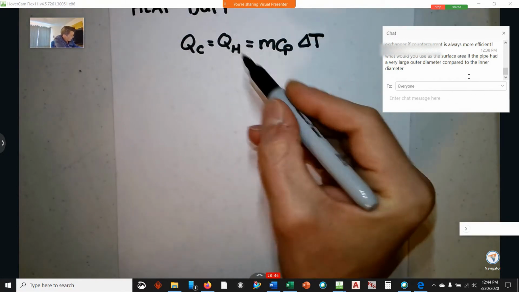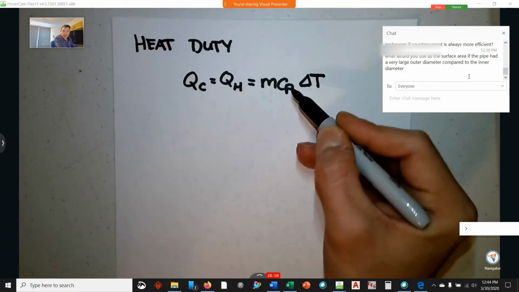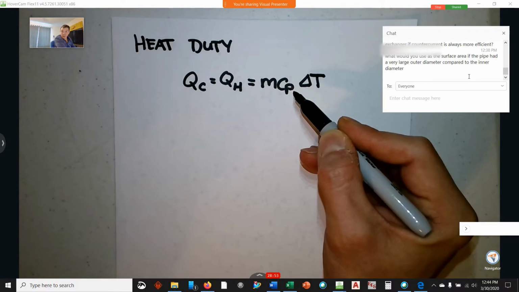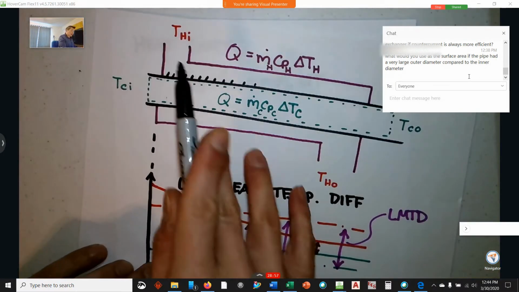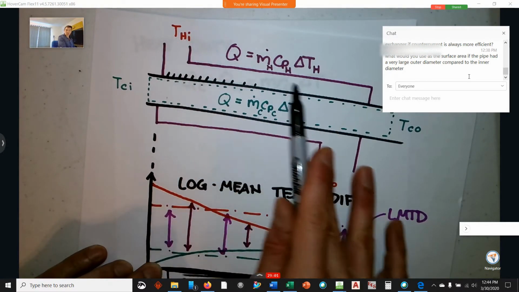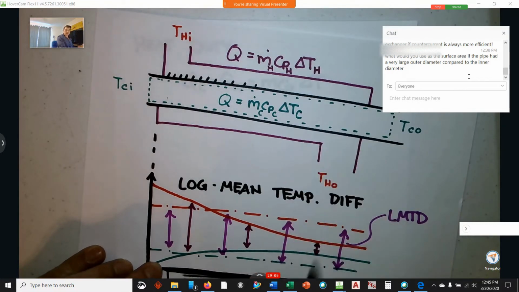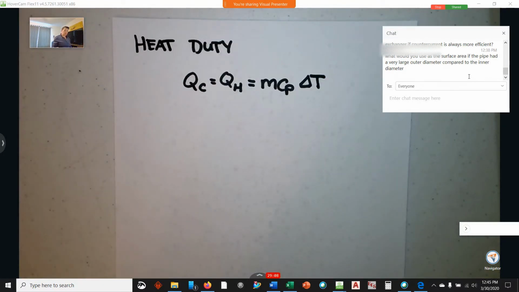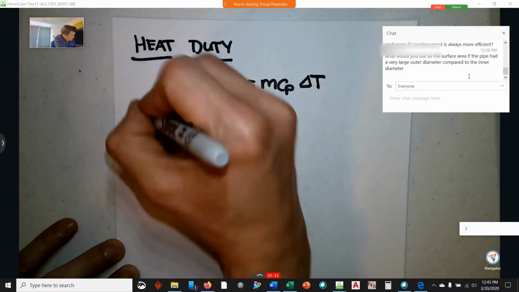So if this is hot, it would be the mass flow rate of the hot side, specific heat of the hot fluid, and the temperature difference, again, as the hot fluid starts at some hot temperature and then cools down to get to some low temperature. So this delta T is of the hot fluid. That's our heat duty.